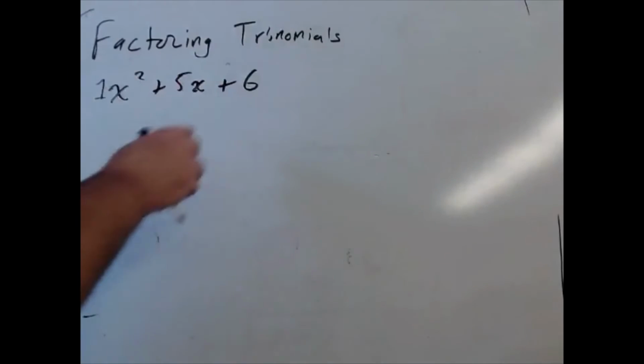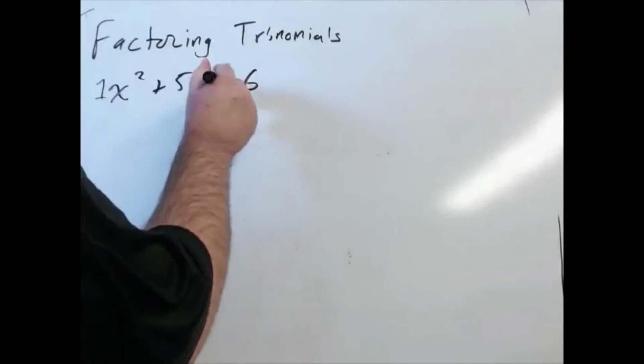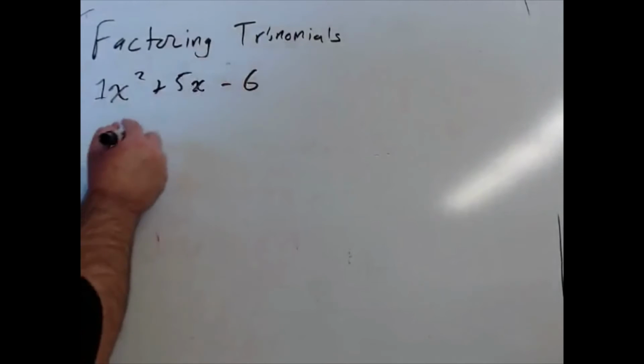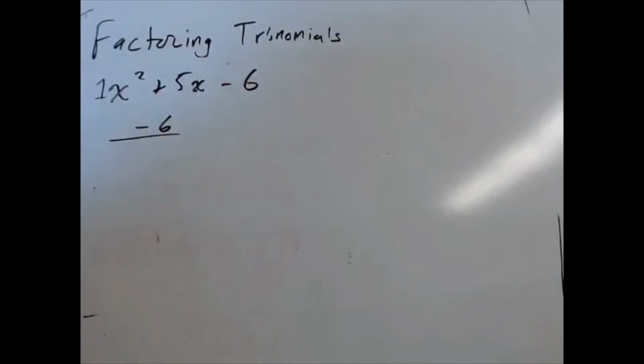Actually, that's supposed to be a negative 6 here. So 1 times my negative 6. Well, 1 times negative 6 is negative 6, right? So now I need to find out what multiplies to give me negative 6.